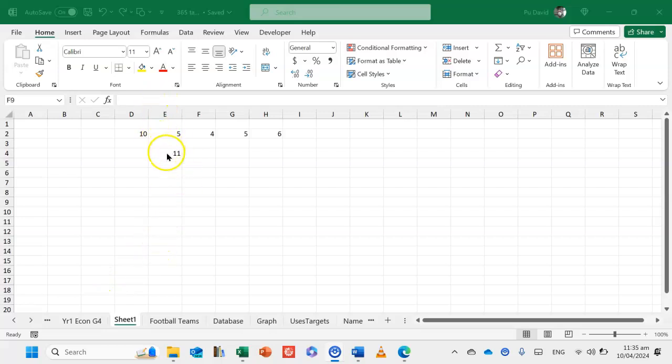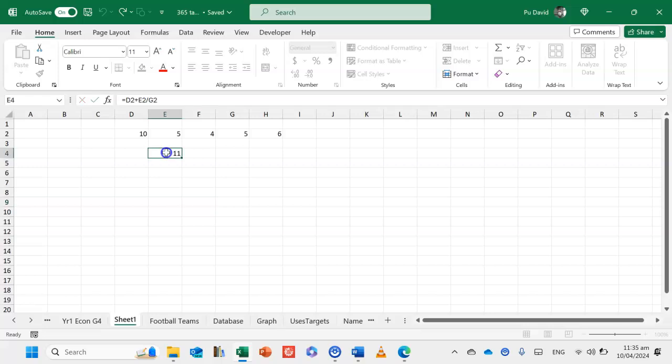The big solution in Excel is you use brackets to tell Excel what you want done first. So if I put a bracket around D2 plus E2, it's going to do D2 plus E2, 10 plus 5 first, get 15, and then after that it'll do the divide by G2, and the answer will be 3. Let's check it out. Yeah.